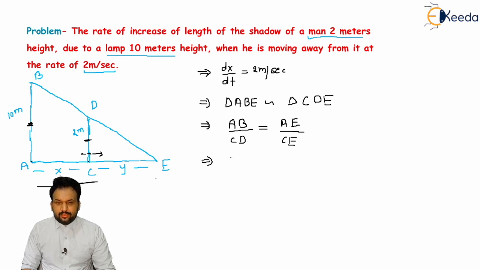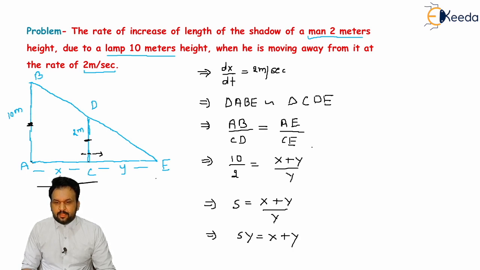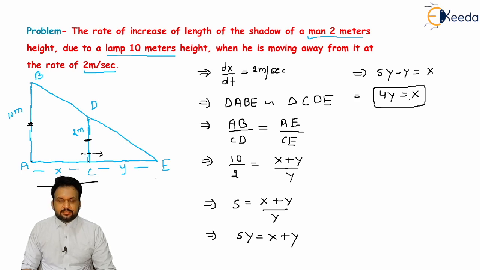Okay, so now you can replace the values of AB, CD, AE and CE. What is the value of AB? That is 10. And what is the value of CD? That is 2. And what is AE? AE will give you X plus Y. And what is the value of CE? That will be Y. So now it is time to solve this equation: 5 is equal to (X plus Y) divided by Y. And here it gives you 5y equals X plus Y. Furthermore, 5y minus y is equal to X, and here you get 4y equals X. So this is your required relation between y and X.